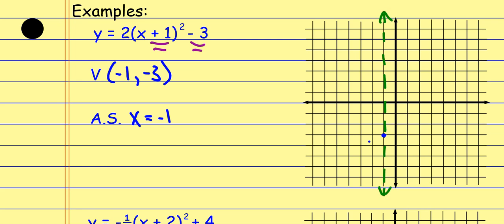And again, you don't necessarily have to have the axis of symmetry. You could just imagine it. But now look at the A value this time. The A value this time is a 2. All right? So here's how that affects things.